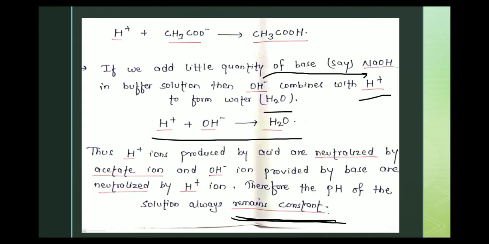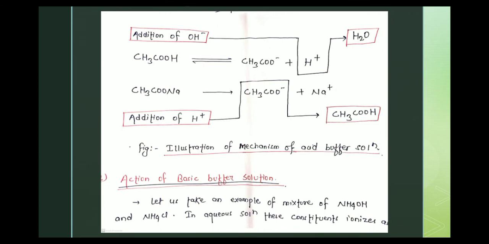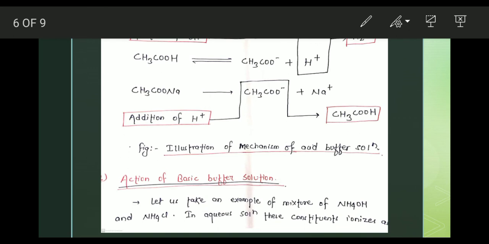And here also you can see the OH ion obtained from the NaOH, the base, combines with the H plus in the solution and forms H2O. Thus both get neutralized and the pH remains constant. This is the idea for buffer solution, the acidic buffer solution. Clear, guys? And here you can see the figure. In the figure it is clear here, guys.